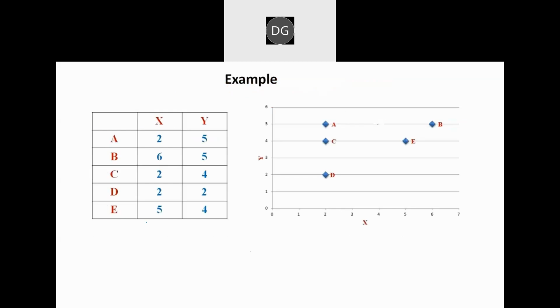Let us see with an example. On the right-hand side I have plotted the graph. A, B, C, D, E are marked and these are the values: A is 2 comma 5, C is 2 comma 4, D is 2 comma 2, E is 5 comma 4, and B is 6 comma 5.